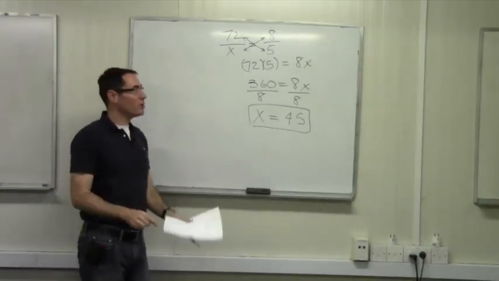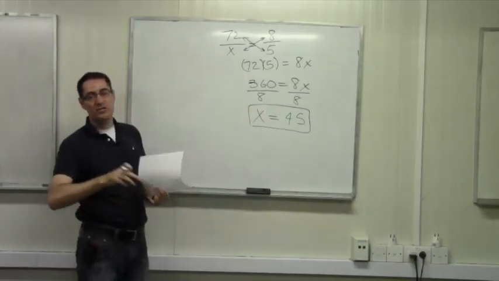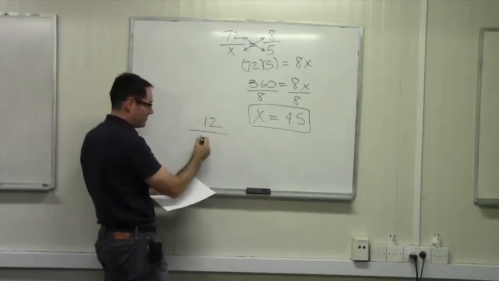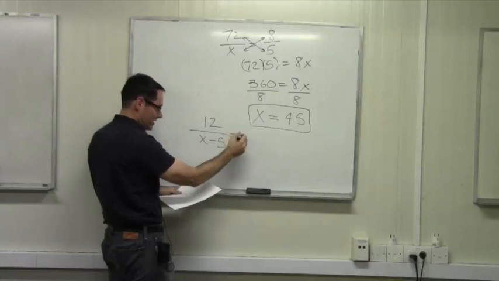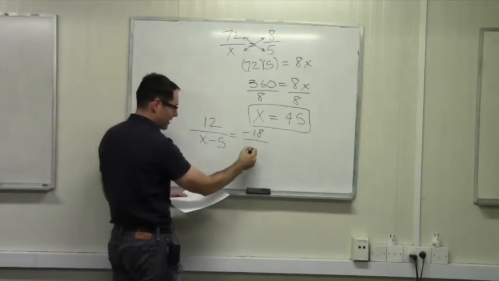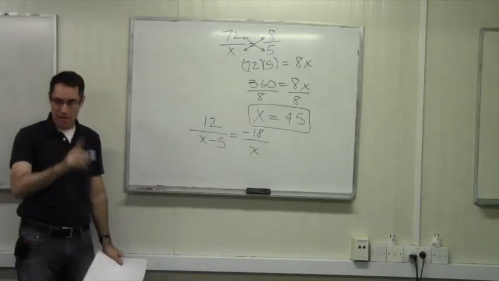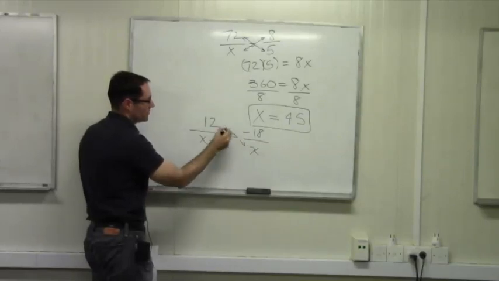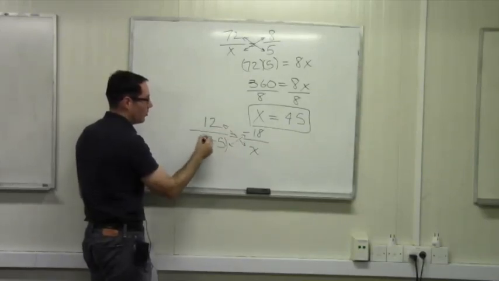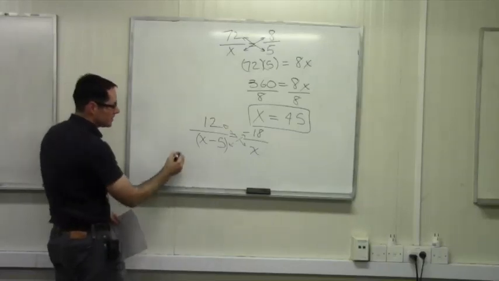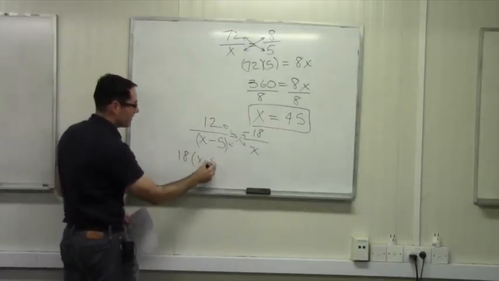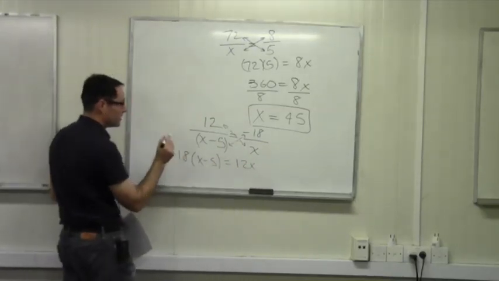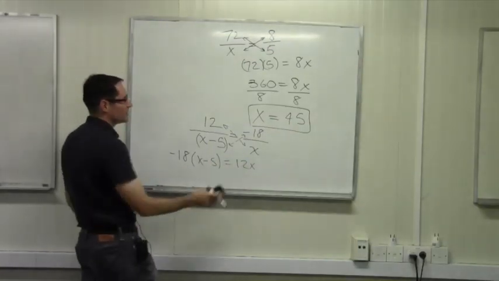Cross multiplication will always work for equations in this form. You just have to be careful if the equations involve a little bit extra. So like 12 divided by x minus 5 equals negative 18 divided by x. You can still cross multiply, just don't screw it up. It's the whole thing you're multiplying by. Negative 18 times x minus 5 equals 12x.